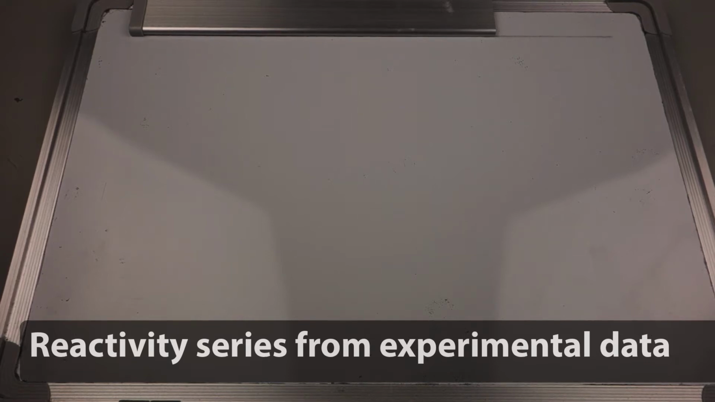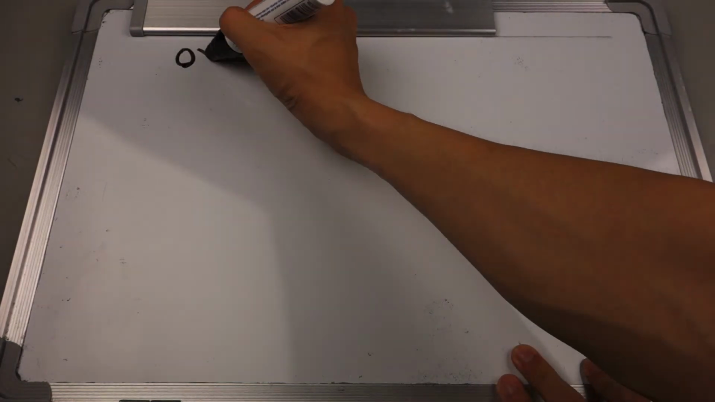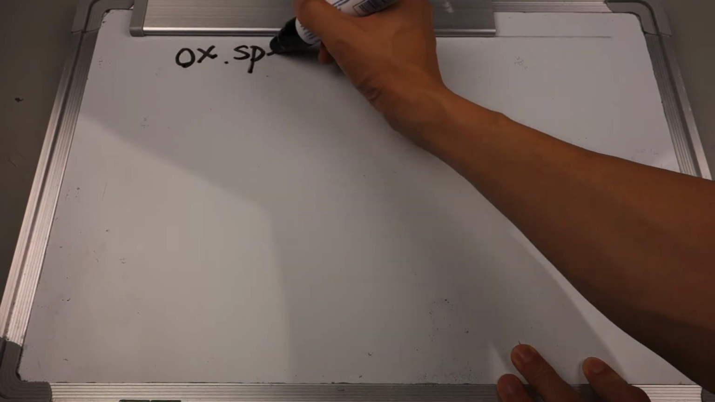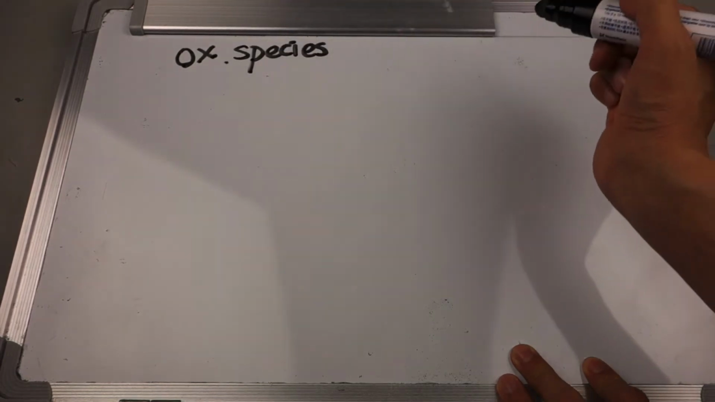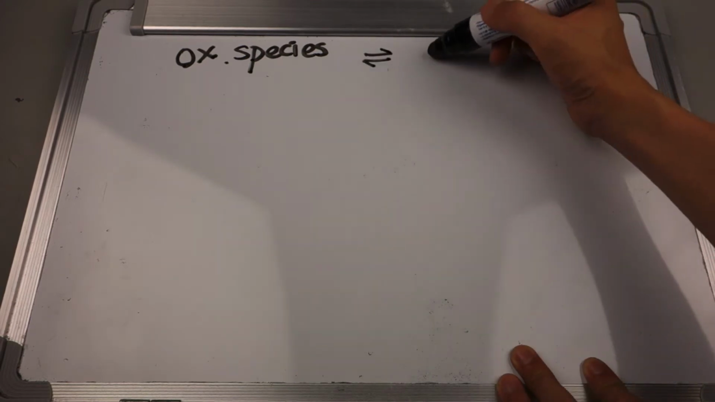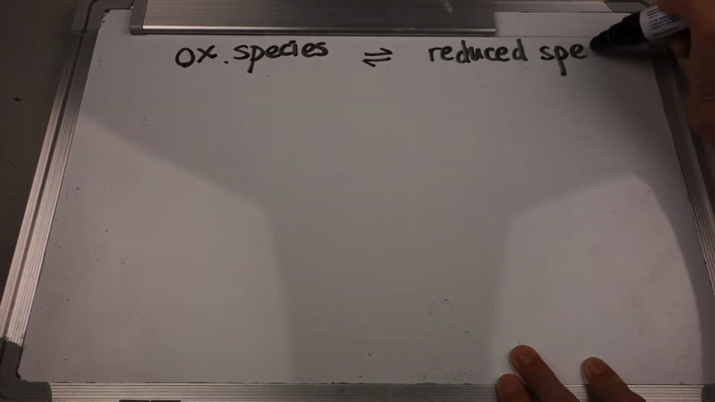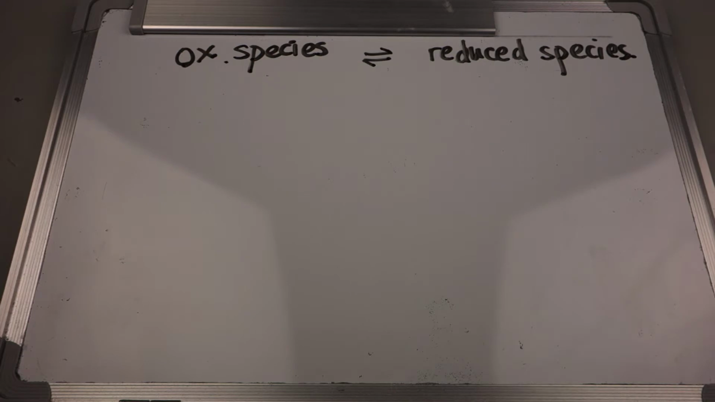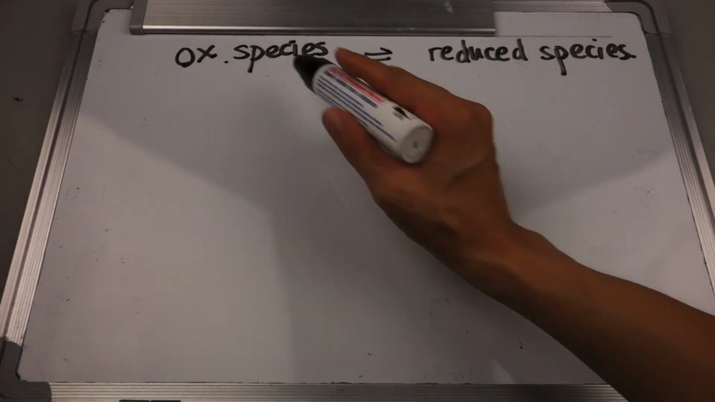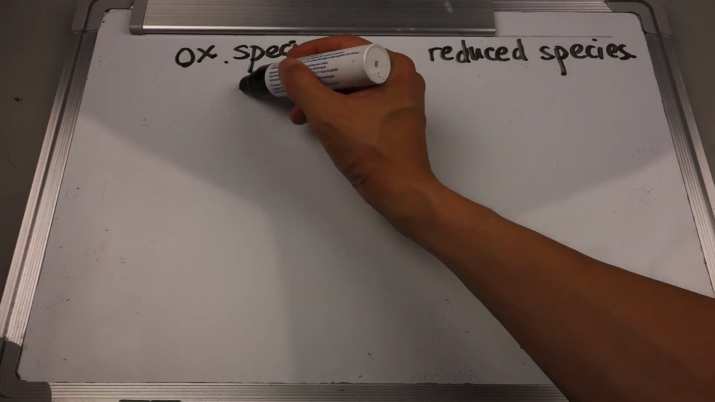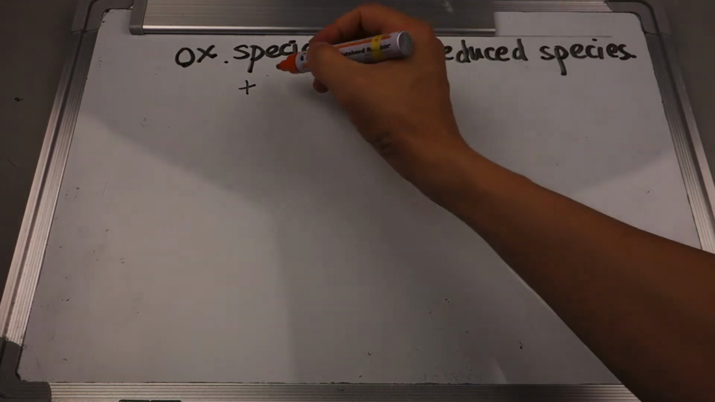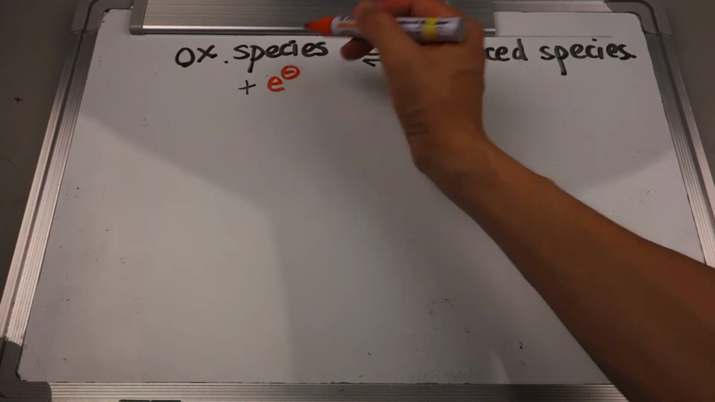So let's look at how you would go about constructing a reactivity series. First of all, when you're trying to construct a reactivity series, you always want to make sure that your oxidized species, that is, the species without the electrons, are on the left-hand side. And then it's in equilibrium with the reduced species, so the species with electrons. However, the only way that you can go from being an oxidized species to being a reduced species is by picking up electrons, perhaps one, perhaps more than one of them.